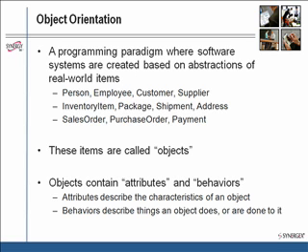Similarly, inventory item, package, shipment, address, sales order, purchase order, and payment are all things that an order processing application might work on. Each of these things, or objects, have attributes and also behaviors. Attributes define the characteristics of an object. For a person, some characteristics might be things like the color of their hair, their eye color, height, and weight. Behaviors of a person are the things that the person does, such as sleep, grow, eat.